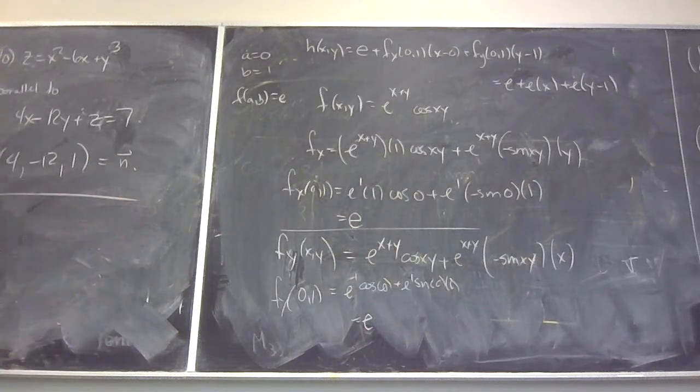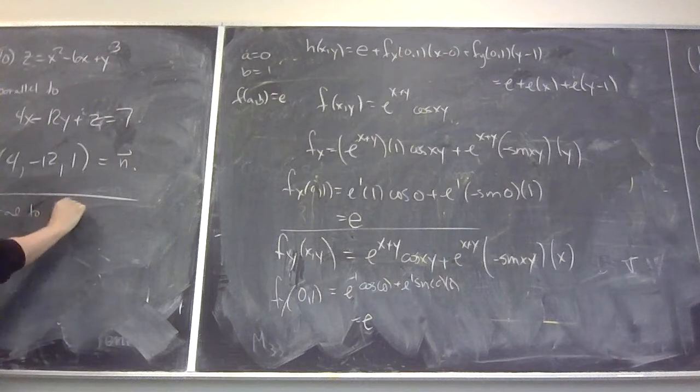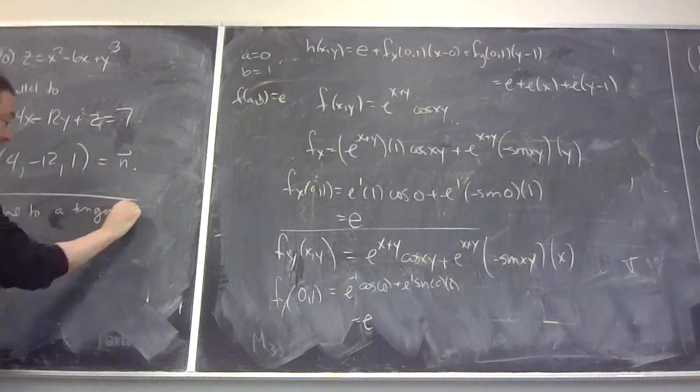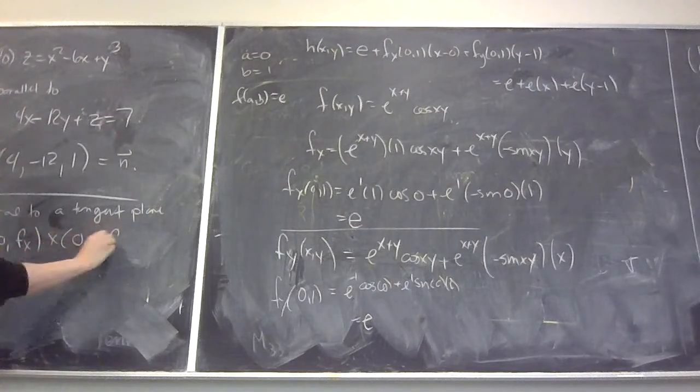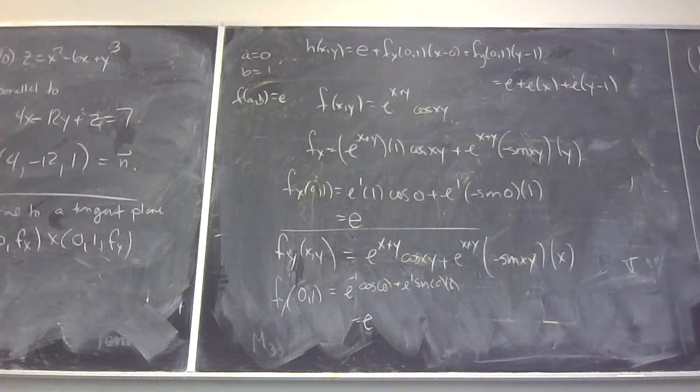Yeah, so the easiest way to do this is to say, this is just a fact about our construction of how to find tangent planes, was that the normal to a tangent plane, I'm going to point out that the way that we did this was we took the vector 1, 0, fx, so this is sort of the slope in the x direction, and we crossed it with the slope in the y direction.